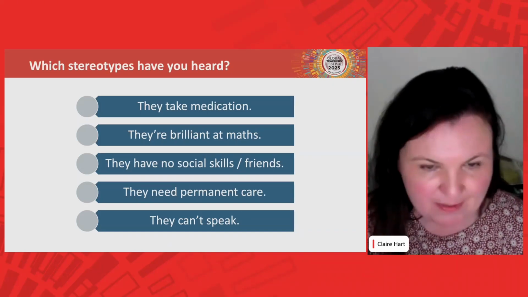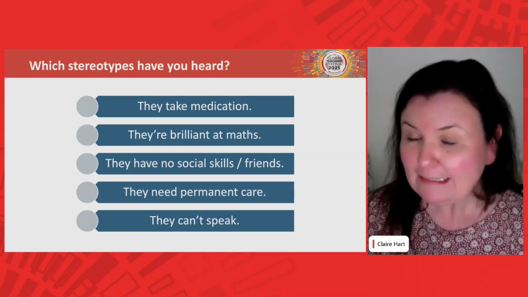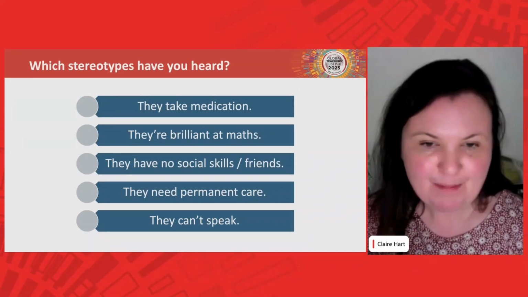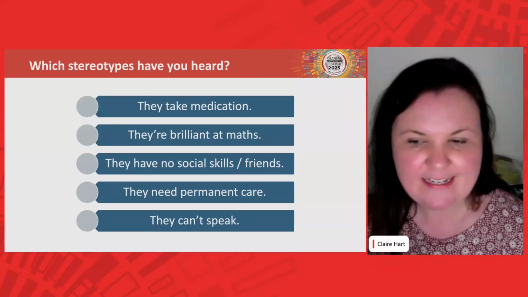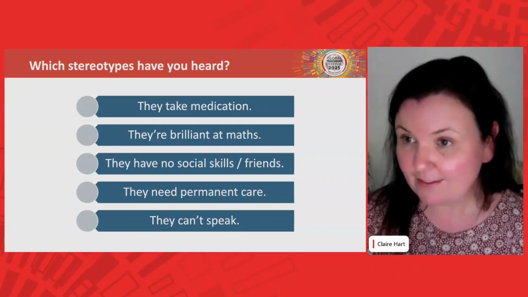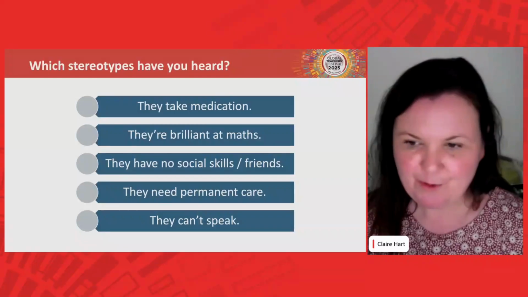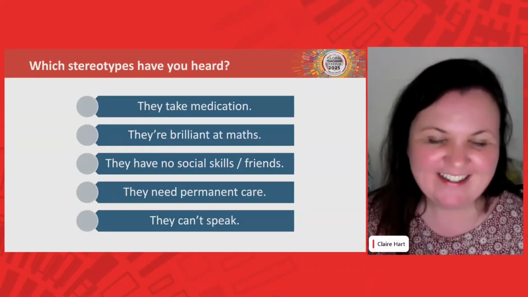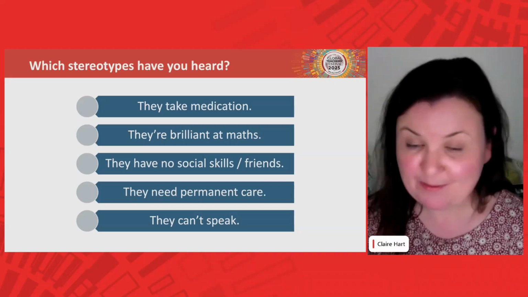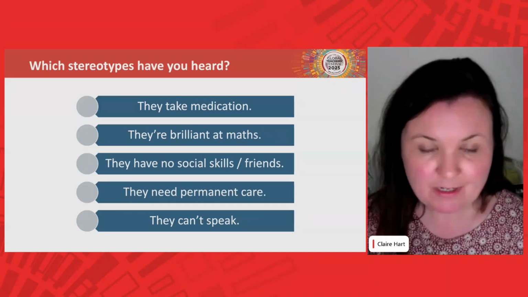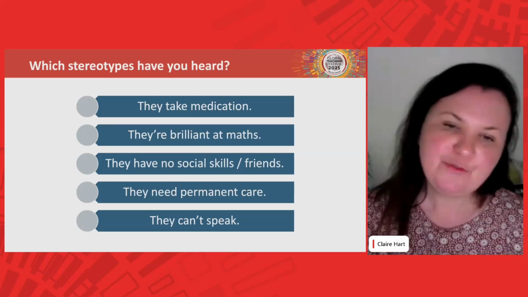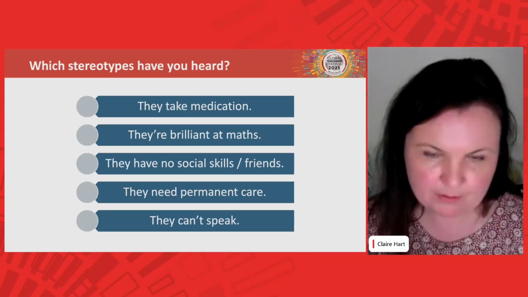There's also the stereotype that autistic people have no social skills. So maybe the stereotype of Sheldon from The Big Bang Theory on TV, he's seen as having no social skills. He does have friends, otherwise the series wouldn't work. But obviously, it's not true that autistic people have no friends. They certainly do. And they also have social skills. It's just that their social skills are different to neurotypical people's social skills.